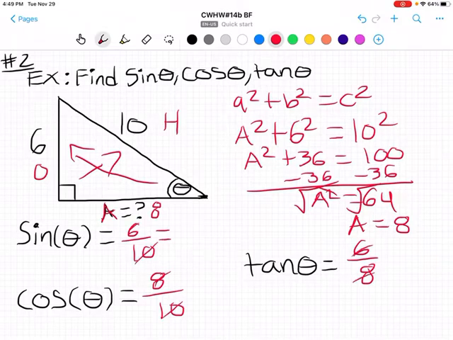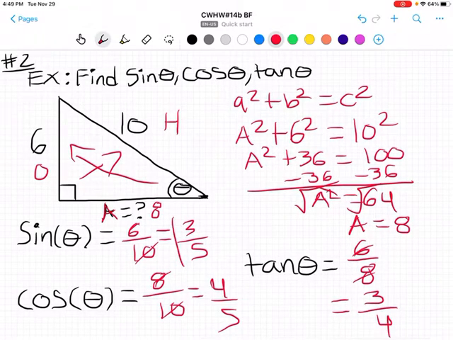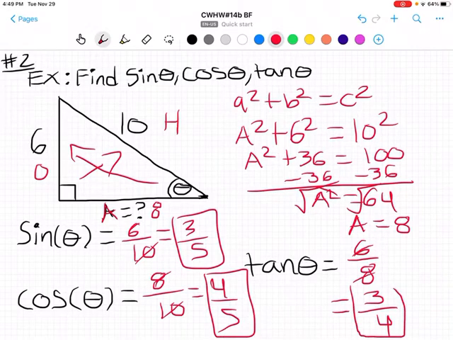So this is going to be 3/5. This is going to be 4/5. And this is going to be 3/4. And at the end, make sure to box your answer. Also, when finding this, make sure to simplify all the way to get a good result.